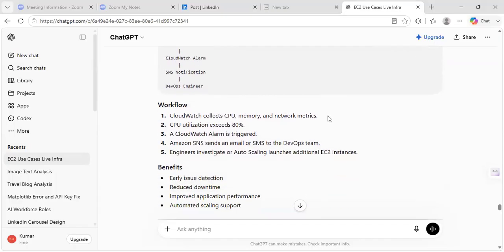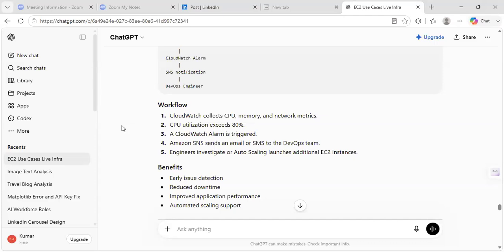CloudWatch collects CPU, memory and network metrics. When CPU utilization exceeds 80%, it triggers the alerts. CloudWatch alarm is triggered. Amazon SNS sends an email or SMS to the DevOps team. SNS is a notification service, basically, Simple Notification Service. It sends SMS. Then engineers investigate or auto scale launches additional EC2s. Depends on that. If EC2 is down, then another needs to be triggered through auto scale automation.